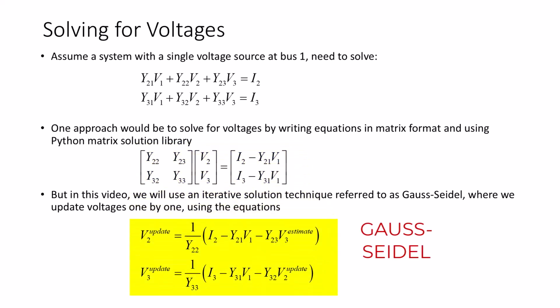In this approach, we calculate the voltage terms one by one instead of solving a system of matrix equations. We first update V2 based on estimates for I2 and V3. Next, we update V3 based on the estimate for I3 and the last calculated value for V2. By iterating between these two equations and updating I2 and I3 after each iteration as well, we will eventually converge to a final solution.